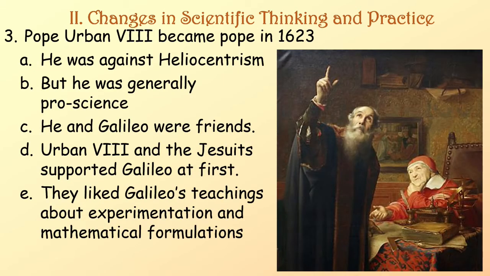Pope Urban VIII became pope in the year 1623. He was against heliocentrism, but he was generally pro-science, and he and Galileo were friends, and Urban VIII and the Jesuits supported Galileo at first. They liked Galileo's teaching about experimentation and mathematical formulations.